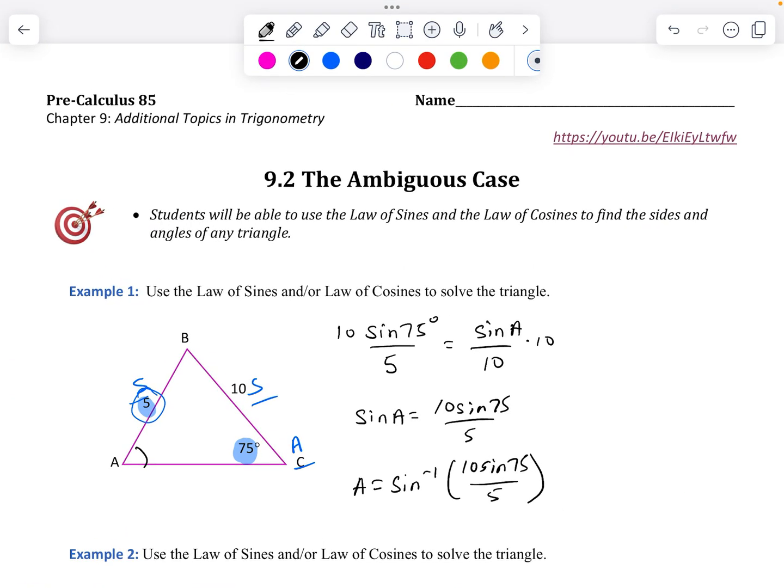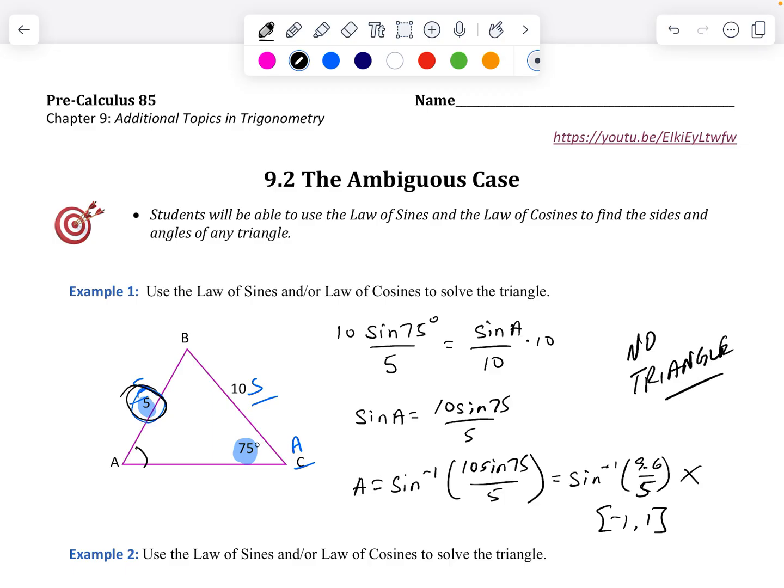So that means that I am doing the sine inverse of 9.6 something over 5. You guys know that that's roughly the sine inverse of 2, and we said that our domain for sine inverse has to stay between -1 and 1, and this is too big. It doesn't work, so therefore it is not possible. One of the ways that you're going to tell that no triangle exists is that your calculator is going to say error. So therefore, no triangle. This is that first scenario, in which the 5 is too small.